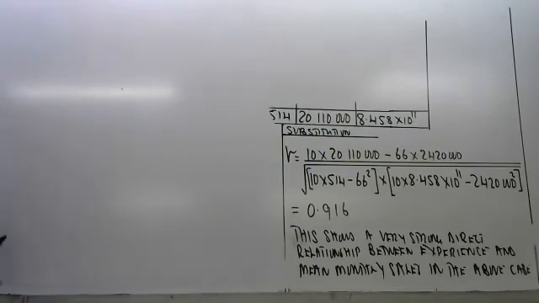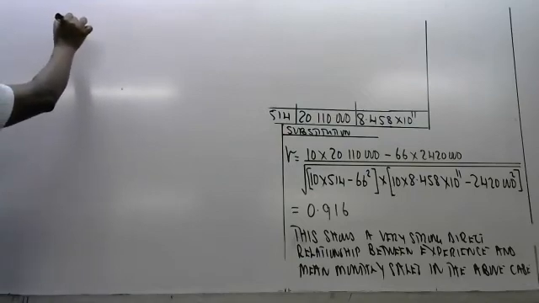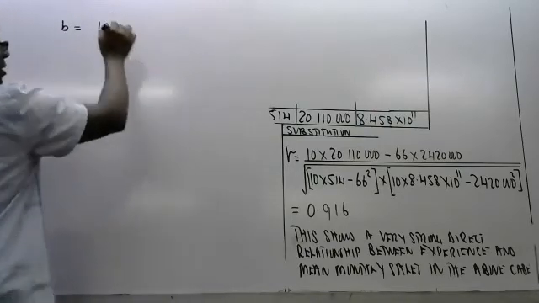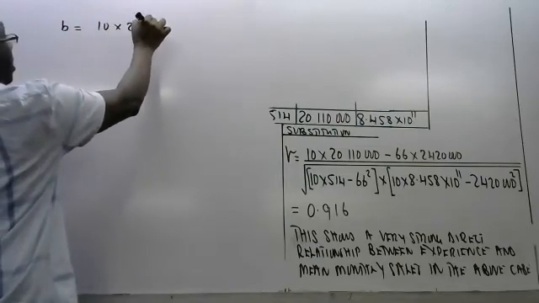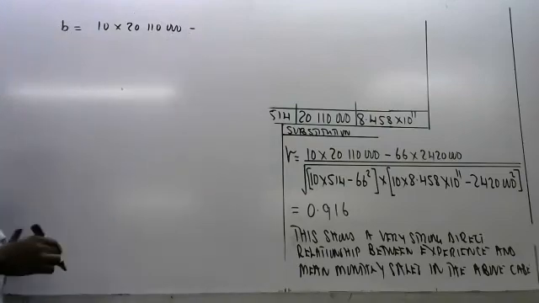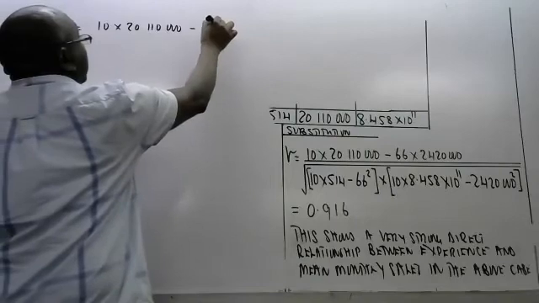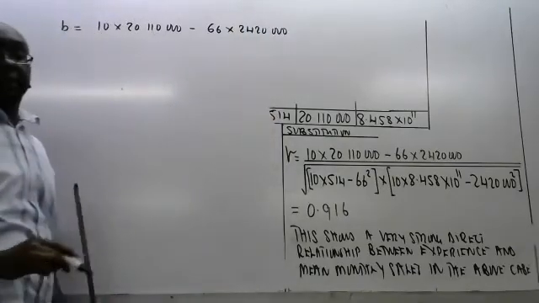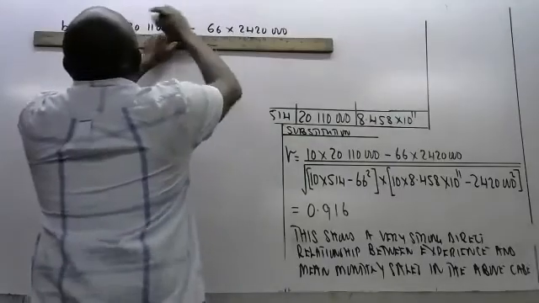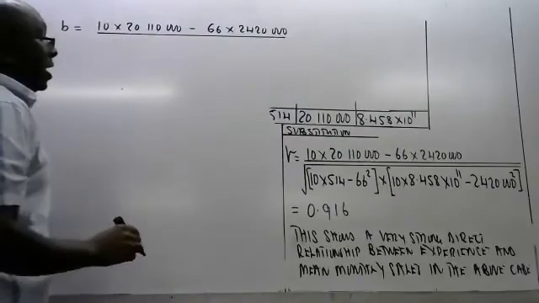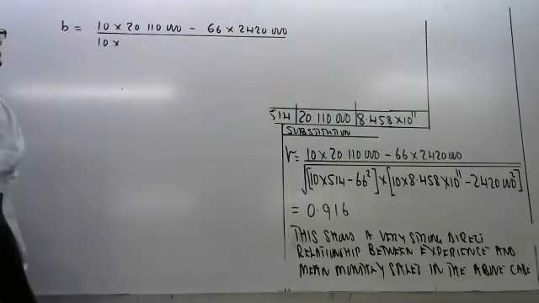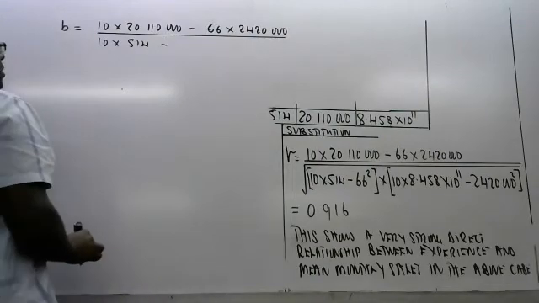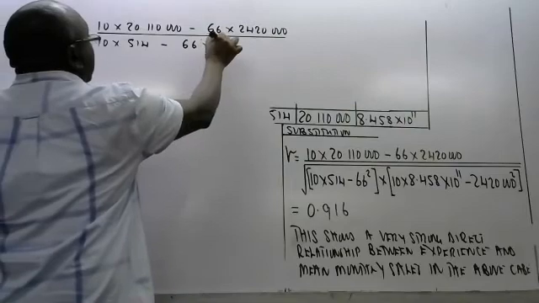Then from there now, we proceed and get the value of B. So B, according to the formula we had written, was N times sum of XY, which is 20,110,000, minus sum of X, 66, times sum of Y, 24,20,000. So you divide this by N, which is 10, times sum of X squared, which is 514, minus sum of X, 66 times 66.